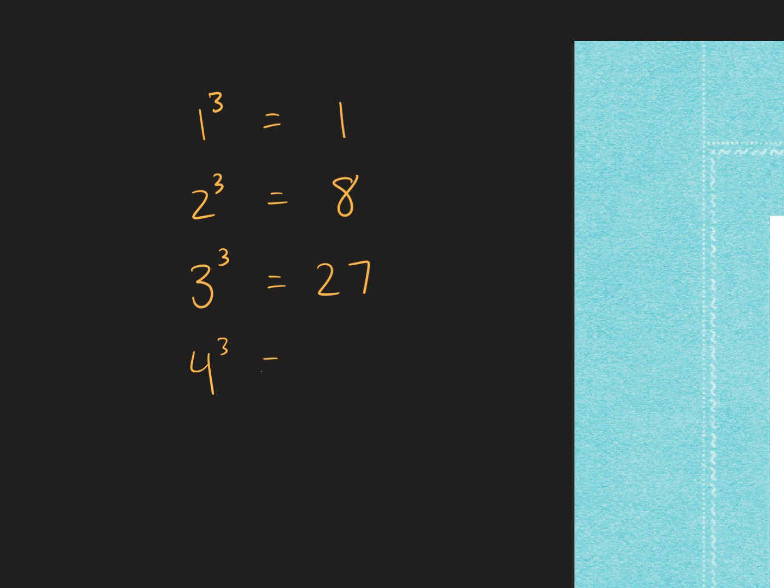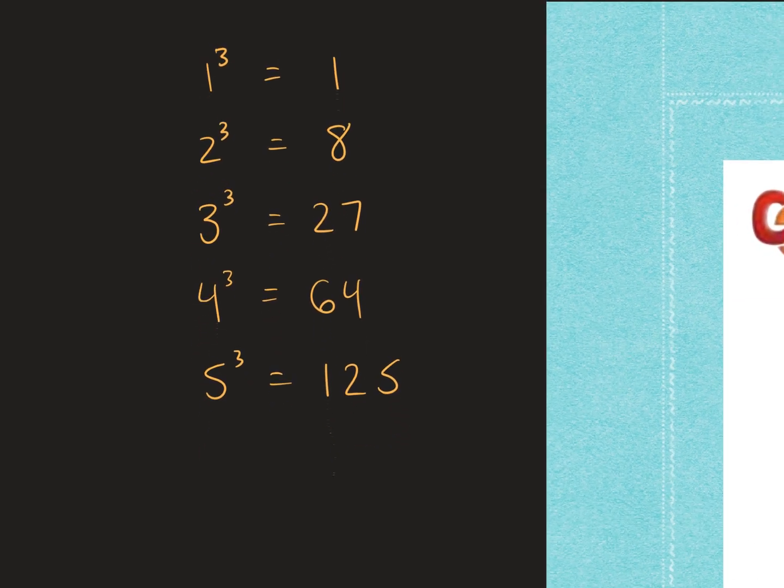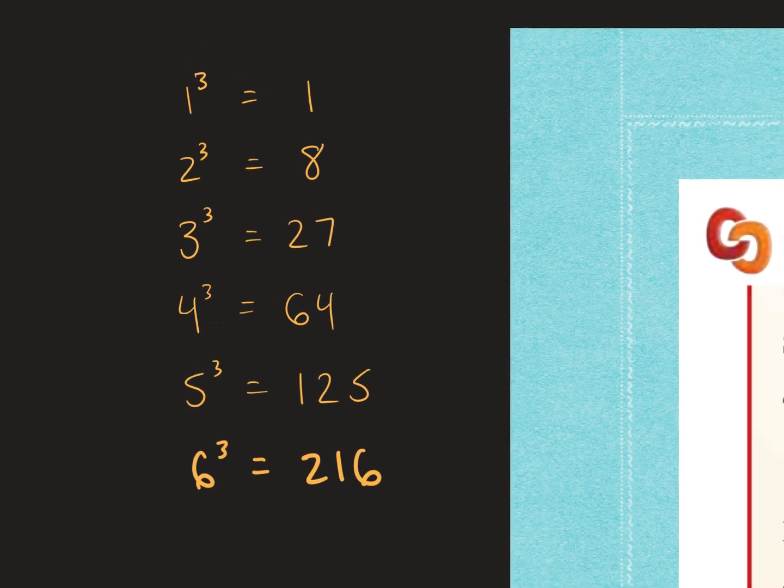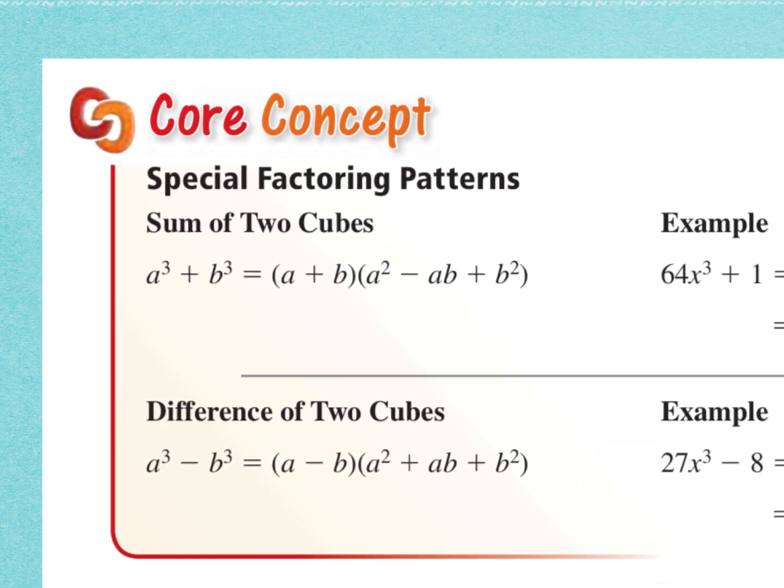4 cubed? 64. 5 cubed? 125. 6 cubed? 216. I don't think that they get much higher than this, but especially the first 5, these are important to know.